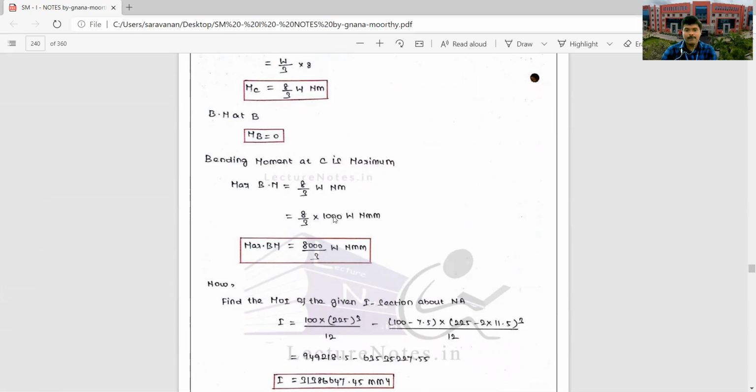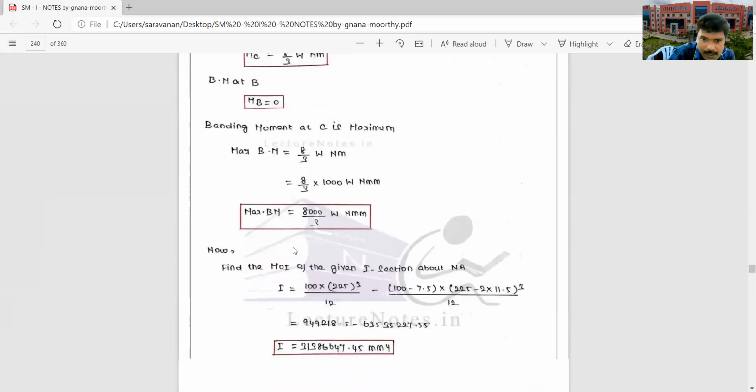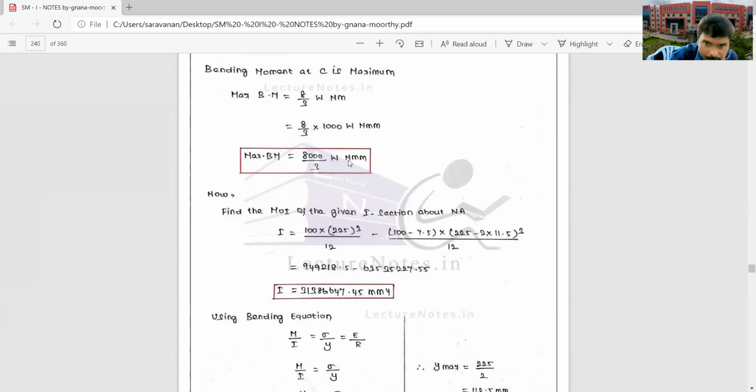Therefore, we convert to Newton mm: 1000 W Newton mm. So this is the maximum bending moment value, 8000 by 3 W Newton mm. Now you can find the moment of inertia of the I section about the neutral axis. You know how to calculate the moment of inertia: take the outer rectangle and deduct the remaining hatched portion, and you will get the moment of inertia value.